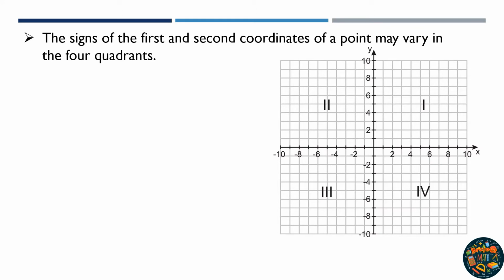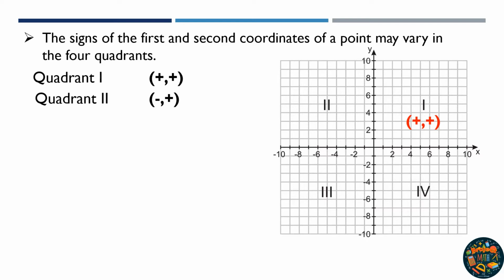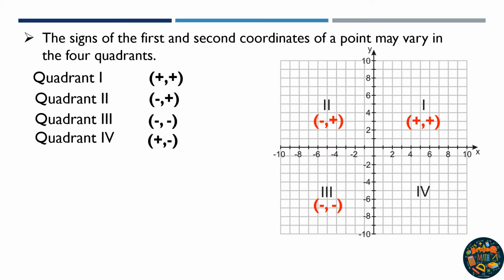The signs of the first and the second coordinates of a point may vary in the four quadrants. Halimbawa, kung ang point ay nasa quadrant 1, ang mga coordinates niya ay parehas na positive. Kapag ang point ay nasa quadrant 2, the signs are negative, positive. Sa quadrant 3, ang sign ng mga coordinates ay parehas na negative. At sa quadrant 4, ang sign ng coordinates niya ay positive at negative.